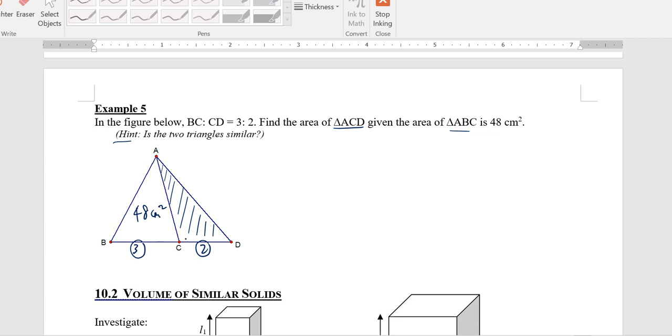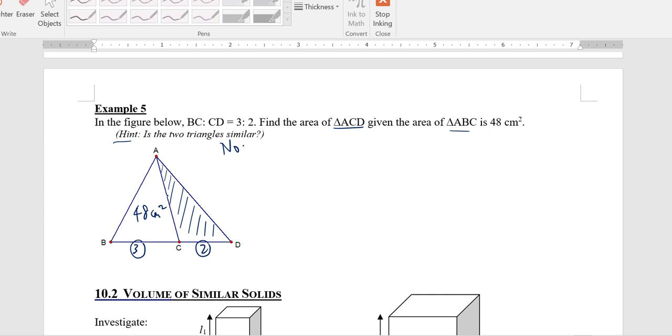ABC is an acute triangle and ACD is an obtuse triangle, meaning there is an obtuse angle, so the answer is no, they are not similar. So I cannot use the similar area ratio formula that we have learned directly. So in this case, what else can I do to find a relationship between them? Obviously the ratio is trying to link up a relationship between them, and the fact that they give you the area of ABC also means that there is something we can link up over there.